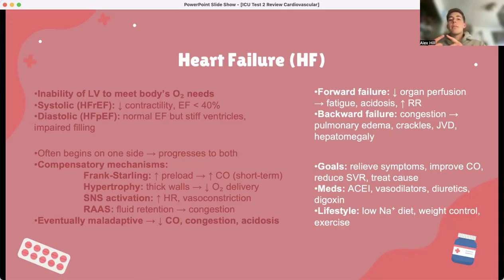And then if you get backward failure, then the blood is backing up, and you'll see all these edematous symptoms. So pulmonary edema, you have crackles, which is a result of the pulmonary edema. You'll have hepatomegaly, which is also like edema in those vessels, and jugular venous distension. You just see that blood backing up.